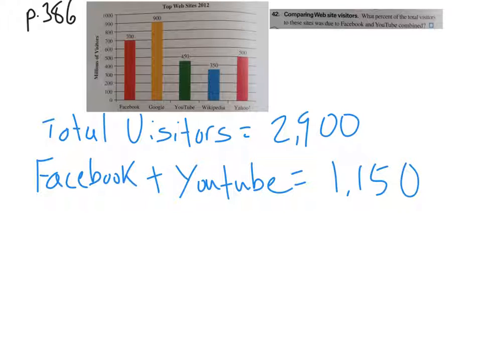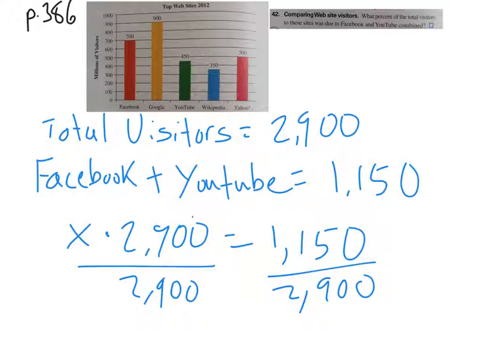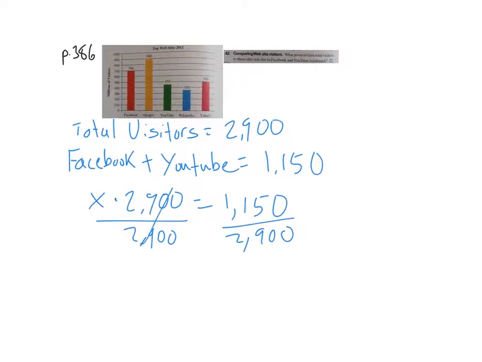Remember, percent times base equals amount. So when it says what percent of the total visitors, that means what percent times the total visitors, which is our base, which is 2,900, was due to Facebook and YouTube combined. There we go. Divide both sides by 2,900.